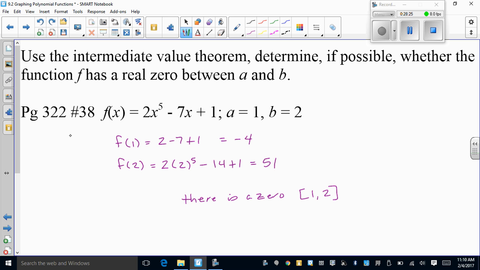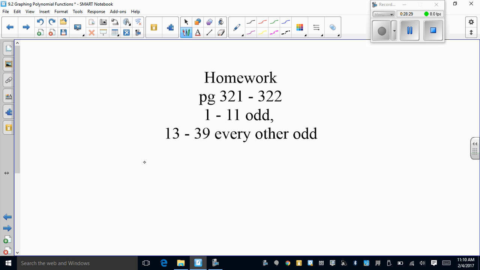So the homework for these is 1 through 11 odd, and then 13 through 39 every other odd. All right, do start on the homework, especially the 1 through 11. You'll probably find that those are fairly easy to do. Even the other ones are going to be fairly easy. The graphing ones are probably going to be the ones that will take you the most time. All right, and we do have graph paper in the classroom, and I would prefer that you use it. All right, good luck.